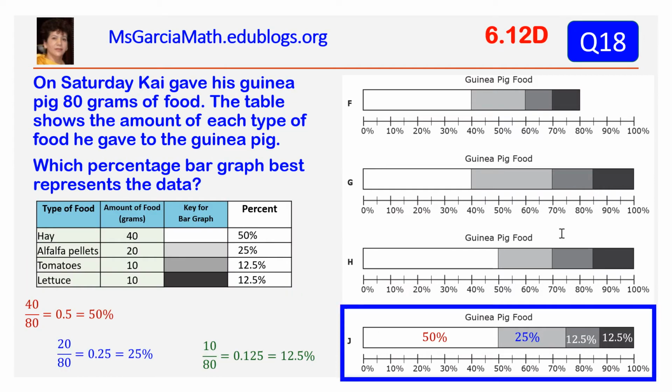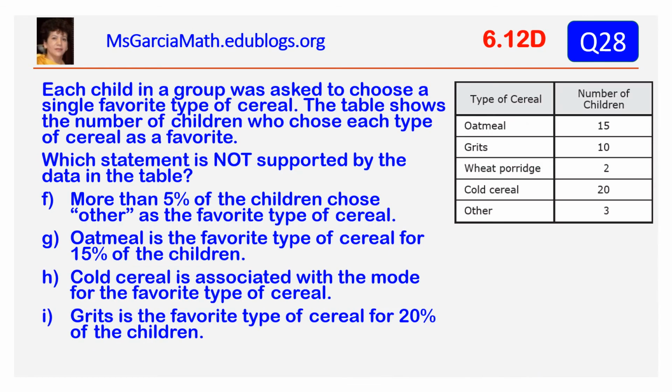The percentage bar graph displays the percentage of each subdivision. The length of each subdivision is proportional to the quantity it represents. The answer is J.